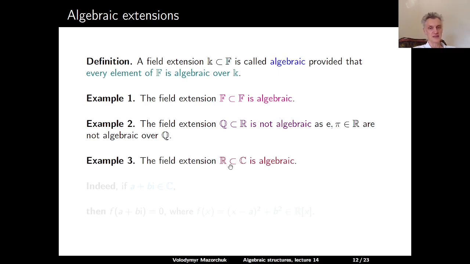However, the third classical extension, real numbers inside complex numbers, that's an algebraic extension. Indeed, let's take any complex number, a plus bi. Then this complex number is the root of the following polynomial with real coefficients: (x minus a) squared plus b squared. So if you plug in this complex number as x in this polynomial, we get 0. And this is a polynomial with real coefficients. This means that any complex number is algebraic over R.